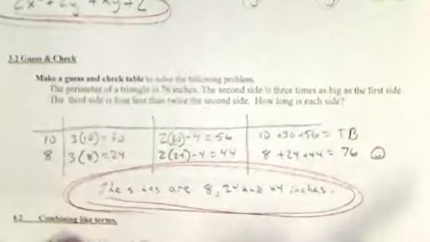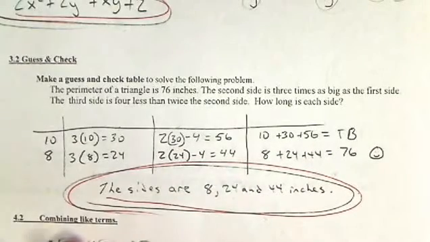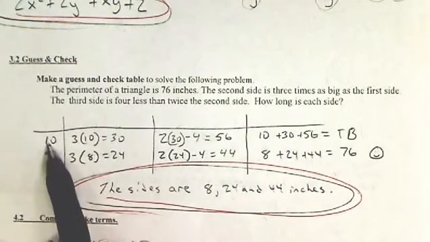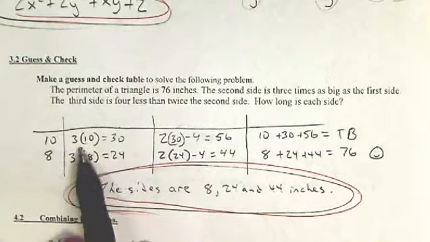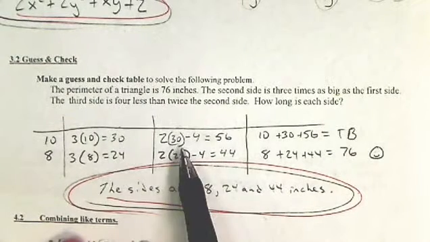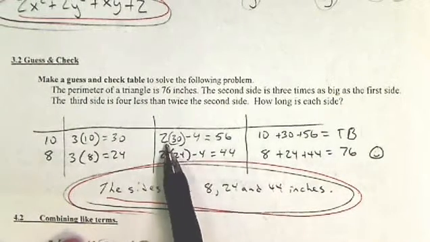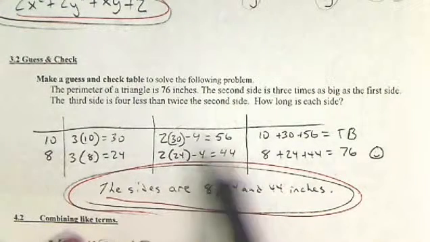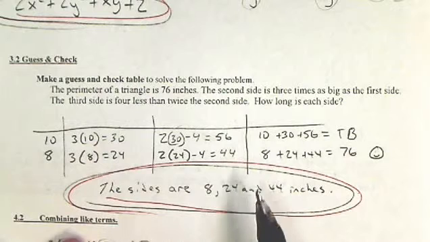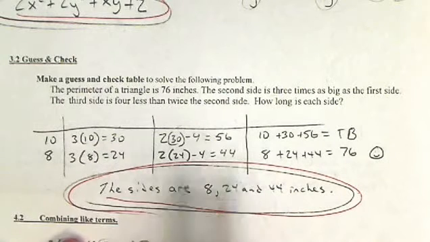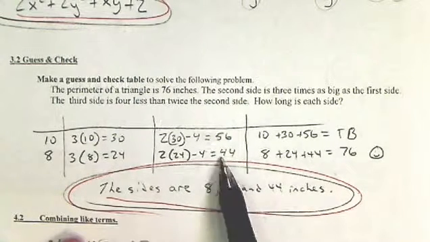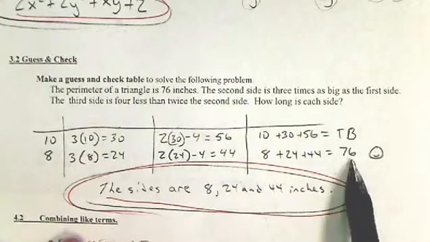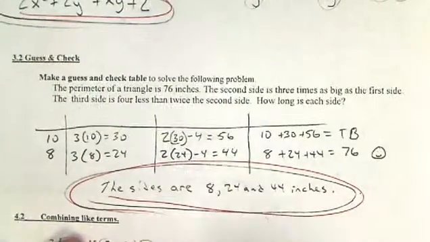Perimeter is the distance all the way around. So I guessed the first one. I knew the second one was 3 times as large. And then the third one was twice as big as that second one, minus 4. And then I added all 3 sides together to get the perimeter. And then when I guessed 8, I got 24 and 44. And those all added together to be 76, so I got the right one.